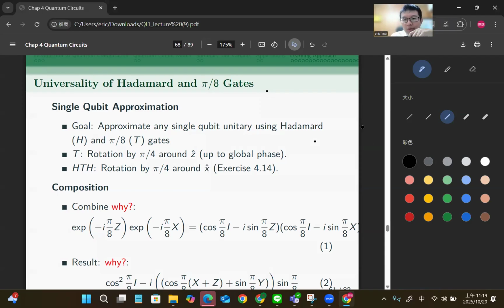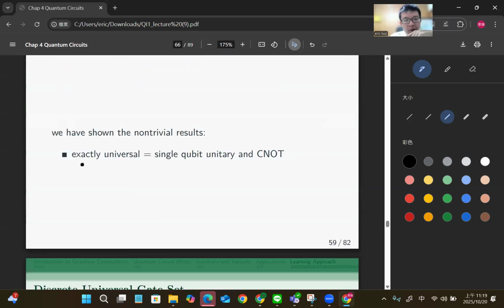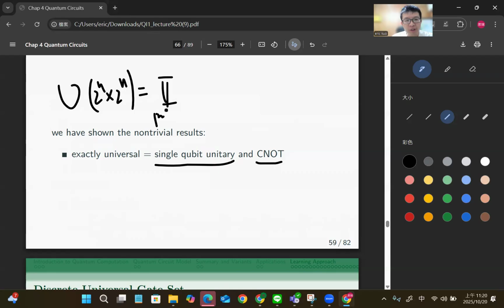Just recall that previously we have proved that you only need one single two qubit unitary called a control knot plus all the single qubit unitaries, and then you are already able to generate any n qubit unitary. So simply speaking, any 2 to the n times 2 to the n unitary you can decompose, you can write it as a product of either single qubit unitaries or the two qubit gate control knot.